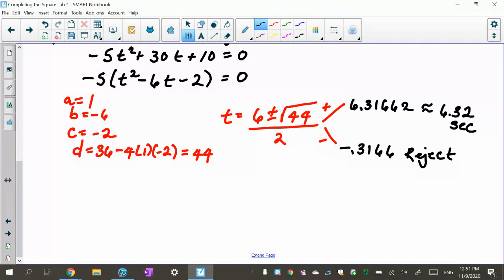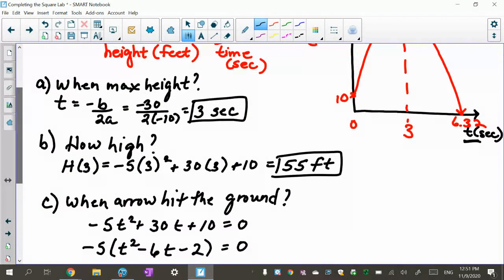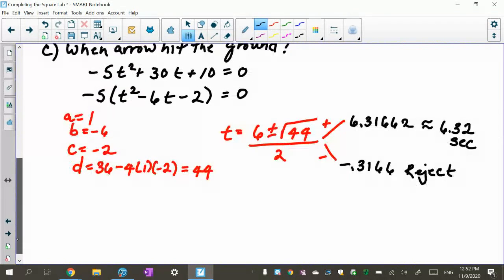necessarily negative, but in my picture, if you'll look right up here, that would be on this side. And remember, your calculator has no idea that you're talking about an arrow in the air. So I'm going to reject it because it doesn't make sense, because that would be negative time.